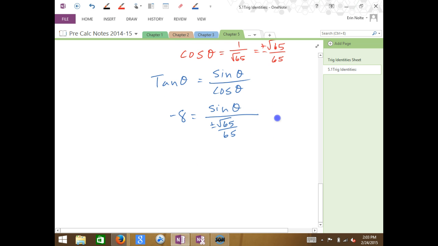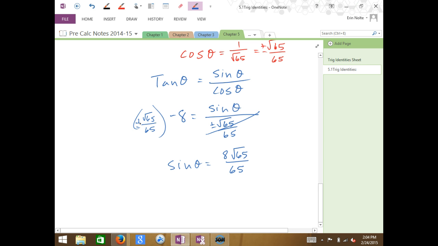On this step, if I'm solving for sine, what do I have to do to get rid of the square root of 65 over 65? Good. I'm going to multiply by the square root of 65 over 65. So then the sine is -8 square roots of 65 over 65. Everybody okay with that? Now I do have a plus or minus involved.